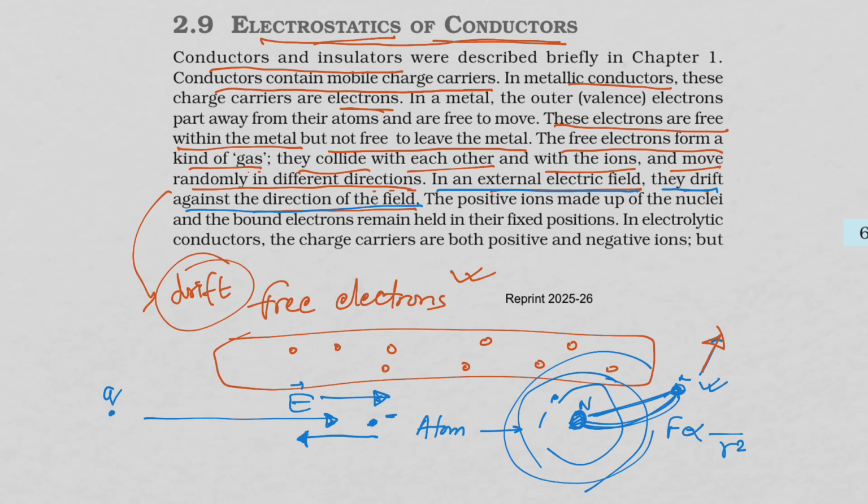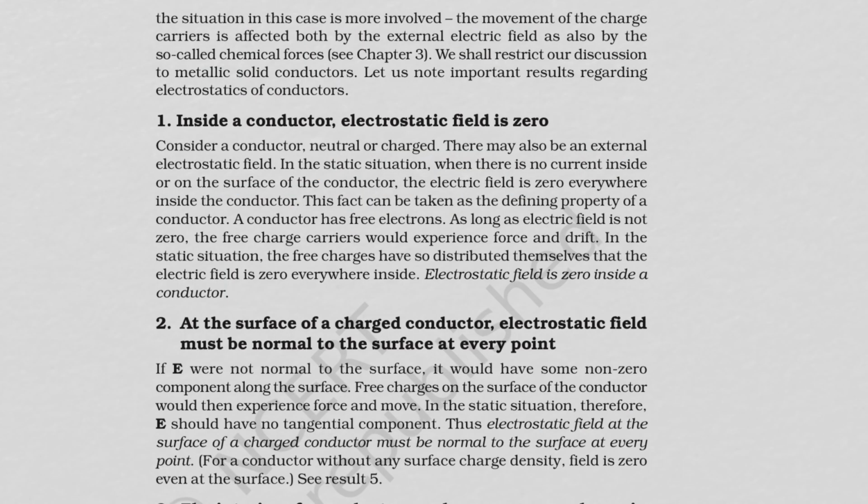So far, whatever we have learned, there are certain results, especially about metallic solid conductors, and there are 6 such results that we need to focus on, and we will deal with them one by one. The first one is, inside a conductor, the electrostatic field is 0.